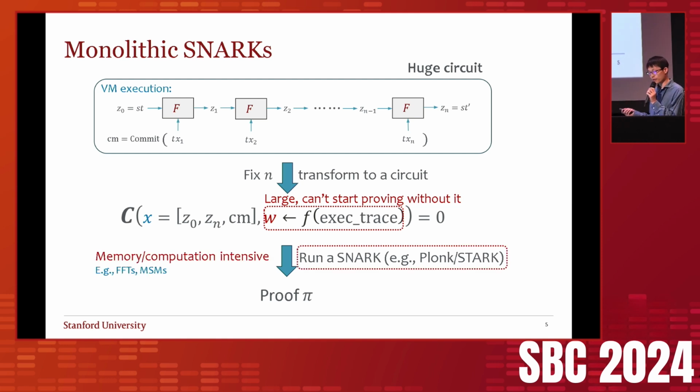moreover, the SNARK algorithm itself can also be more memory and computationally intensive when the proving instance becomes really gigantic, like billions of size or even tens of billions of size, because it uses algorithms like FFTs or multi-group exponentiations that are less memory efficient or computationally efficient when the instance size is really, really large. And finally, as I mentioned before, the circuit has to be fixed beforehand.